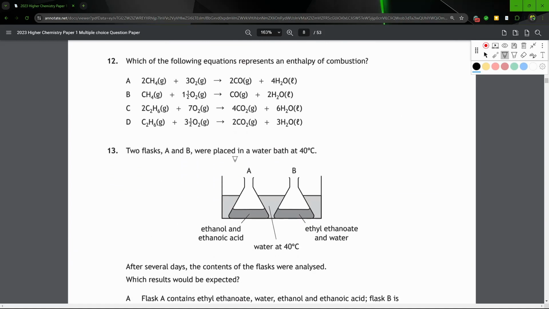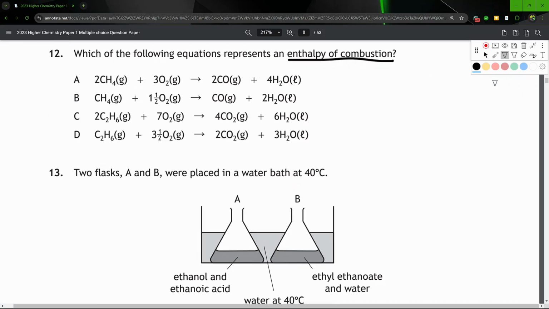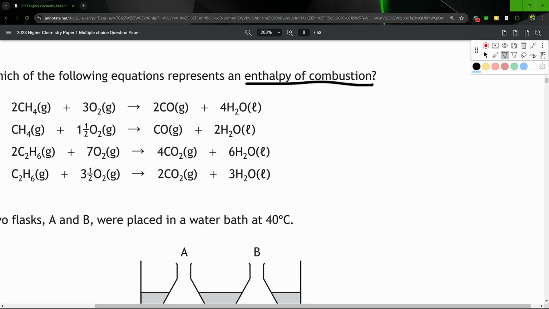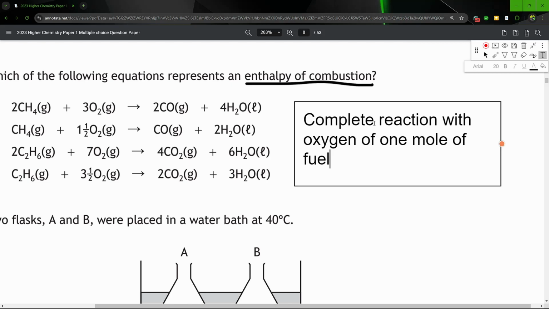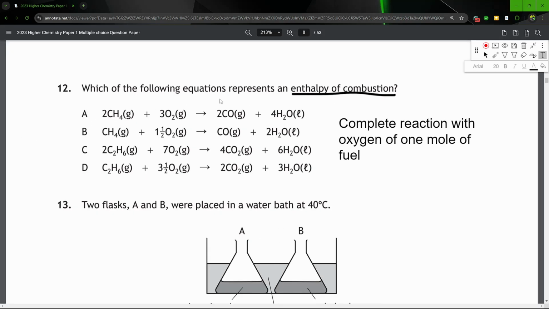Number 12. Which of the following equations represents an enthalpy of combustion? Now remember, when we do enthalpy of combustion, what we want is complete combustion. When we say complete, that means everything reacts completely, there are no weird semi-reactions. It's a complete reaction with oxygen of 1 mole of fuel. So using that golden rule, we can figure this out.